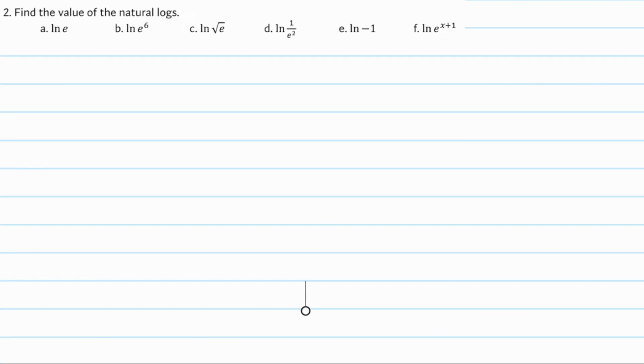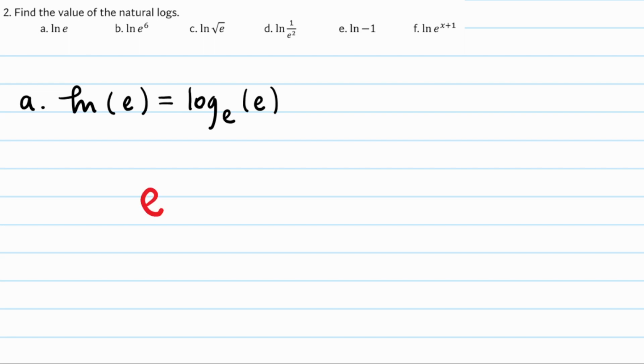Number 2 is find the value of the natural logs. Remember, a natural log is a log with base e, where e is that weird number between 2 and 3 that mathematicians are interested in. So, natural log of e, that's the log with base e of e. So what we're thinking is, what exponent do I put on e to get e? Well, e is just e to the first power, so I'm going to put the 1 exponent on there.